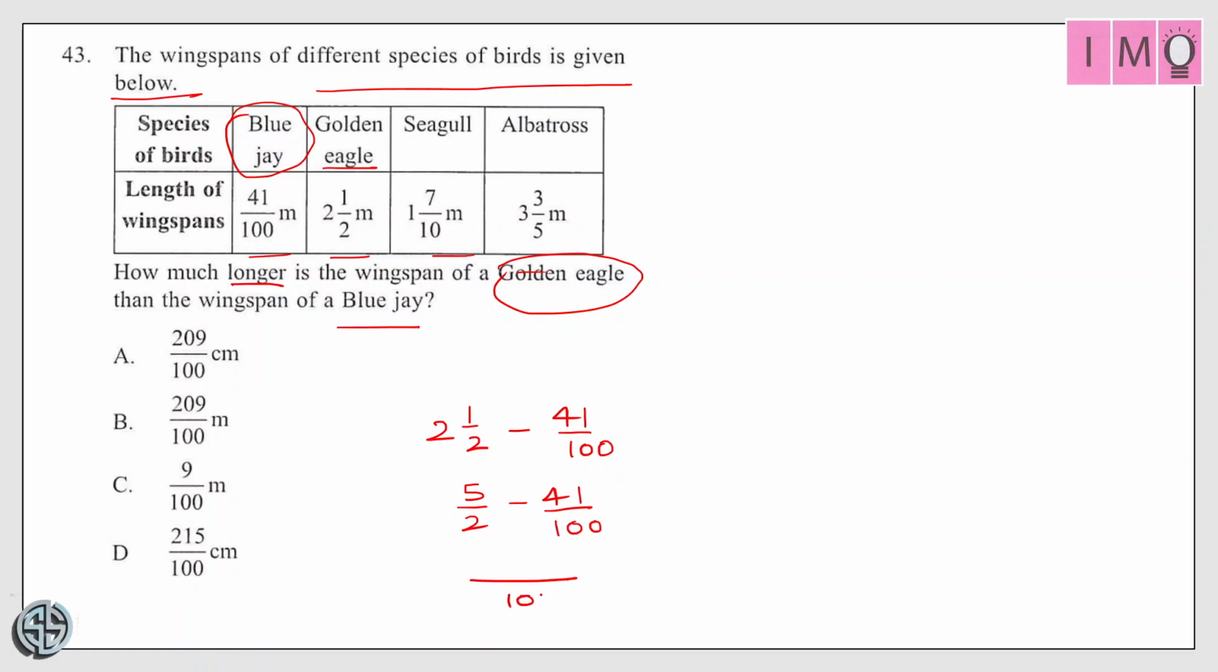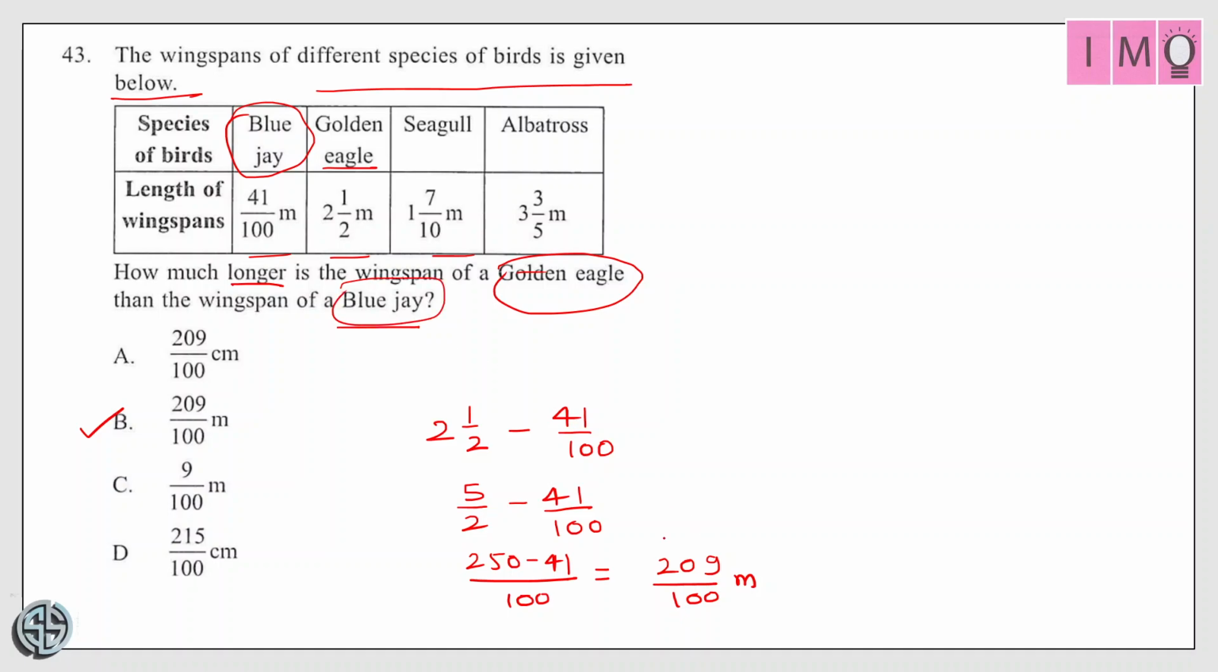Let's take the LCM. 250 minus 41, you will get the answer. You will get 209 upon 100 meter as the answer. It means the length of the golden eagle is more than the wingspan of the blue jay by 209 by 100 meter.